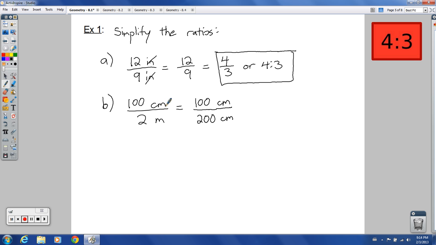I could have changed centimeters to meters as well, because I know there's 1 meter in each 100 centimeters. So I could have written this as 1 meter over 2 meters. That would be equivalent to what I've said here.